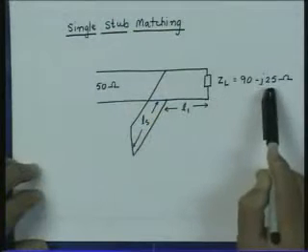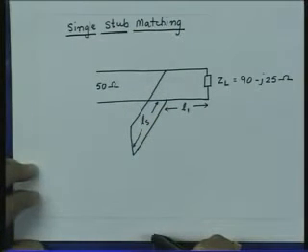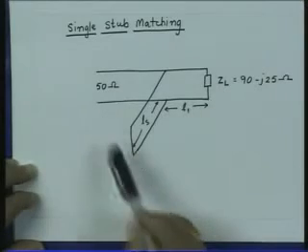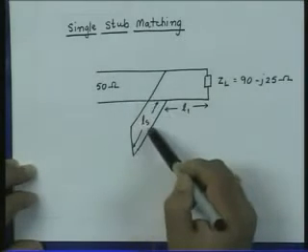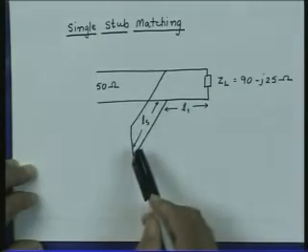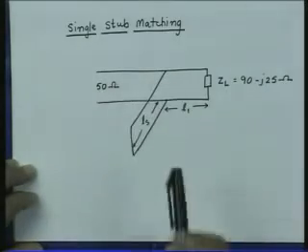Let us say we are given an impedance of 90 minus j25 ohms. Now, as we know that in a single stub matching, the lines which are used for the matching purposes, the main line and the stub, they both have the same characteristic impedance, 50 ohms.